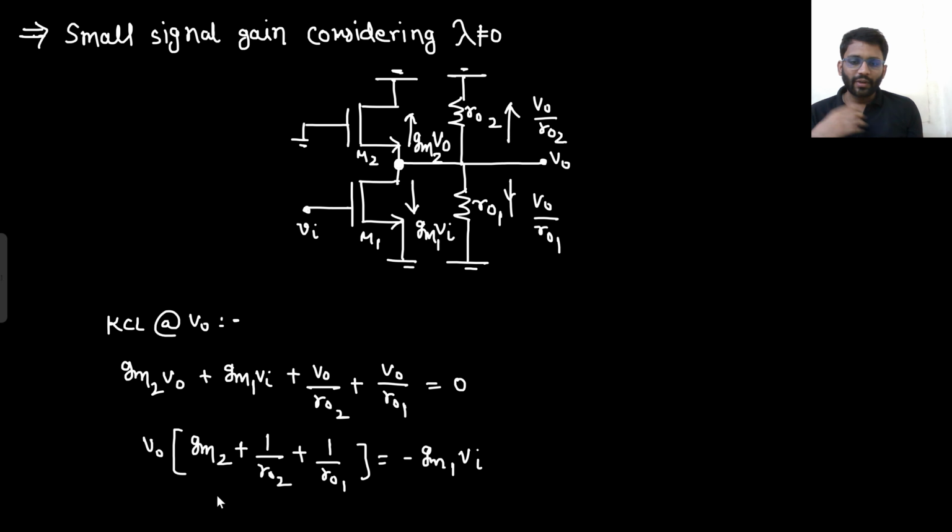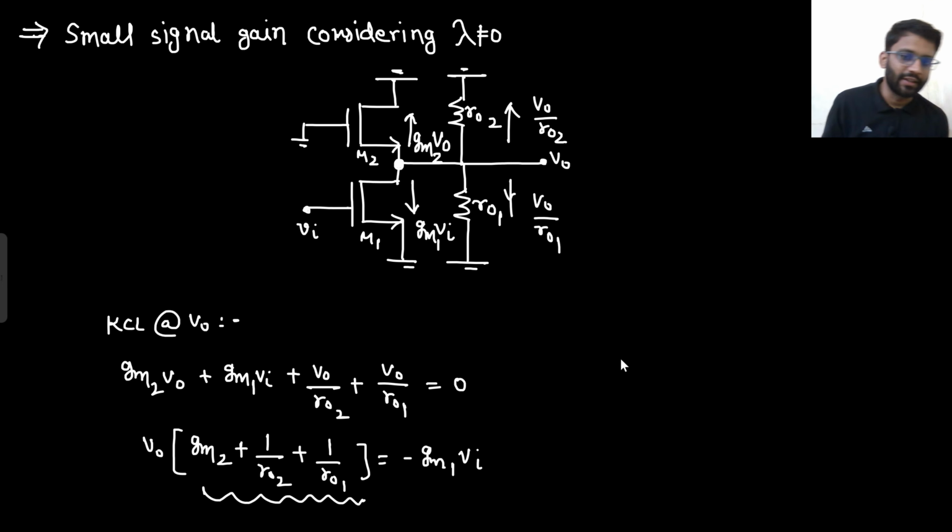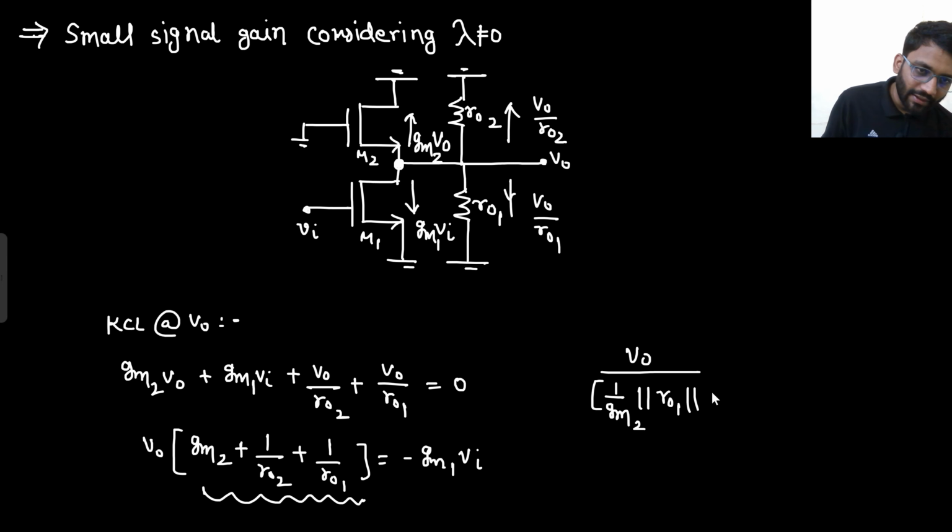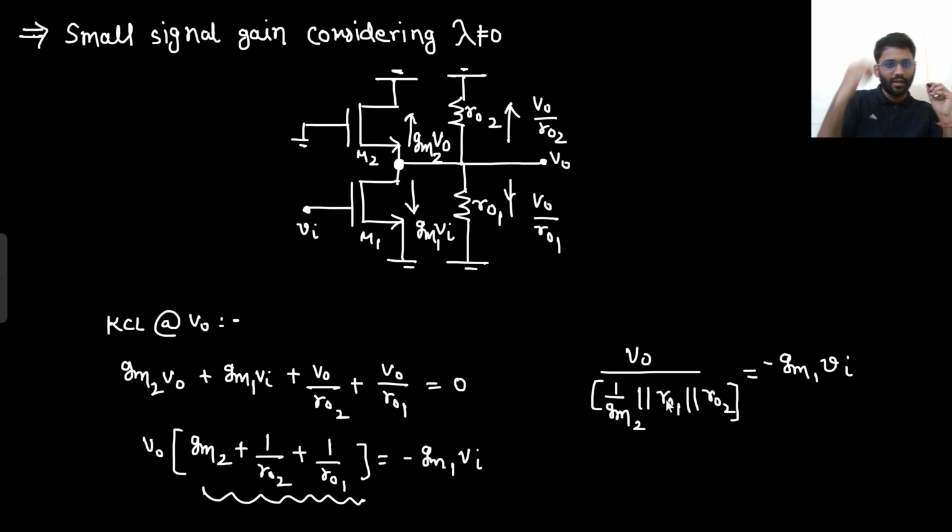Right? Tell me, what do you write? What you can write about this? gm2 plus 1 by R naught 2 plus 1 by R naught 1. You can write V naught times 1 by (1 by gm2 parallel R naught 1 parallel R naught 2) is equal to minus gm1 V in. Are you agreeing to this point? How did I write it?